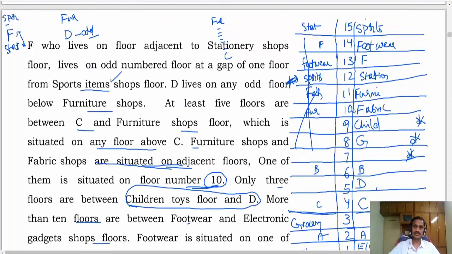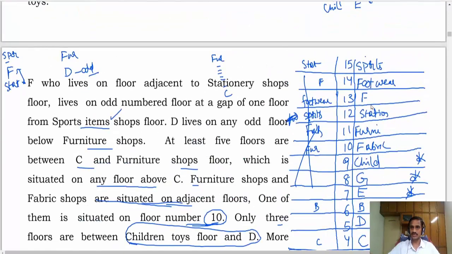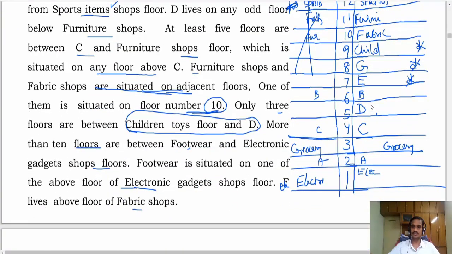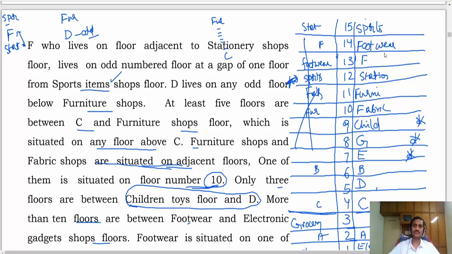అండ్ G తో పాటు ఇంకెవరున్నా చెప్పండి. E and G. E, G and are adjacent to each other. E is here. If E, G and were adjacent to each other, then who is the person? అయిపోయింది కదా. This is the final arrangement. Electrical A, grocery C, D, B, E, G, children, fabric, furniture, sports, F, footwear and sports. Okay, now this is the final arrangement we have.